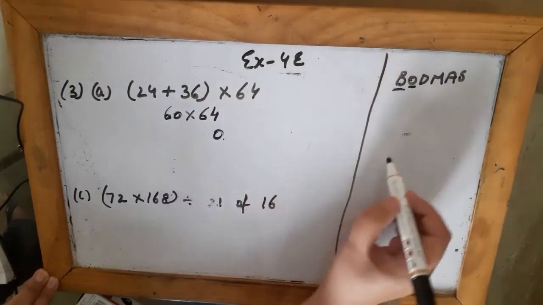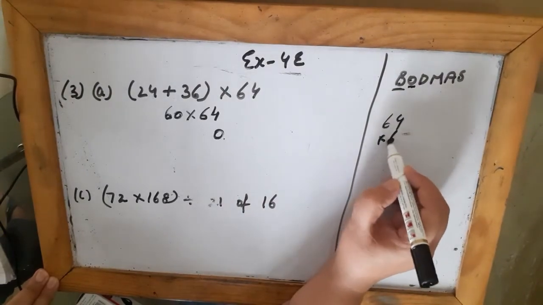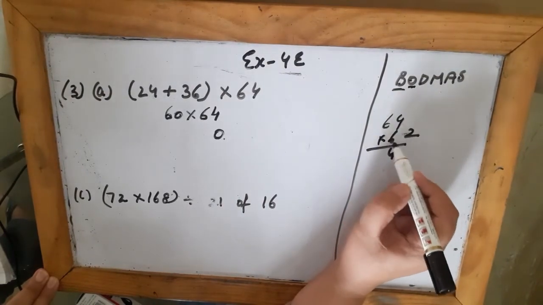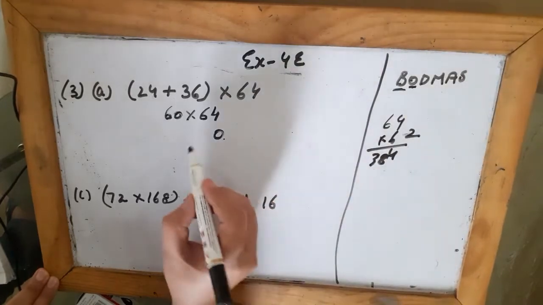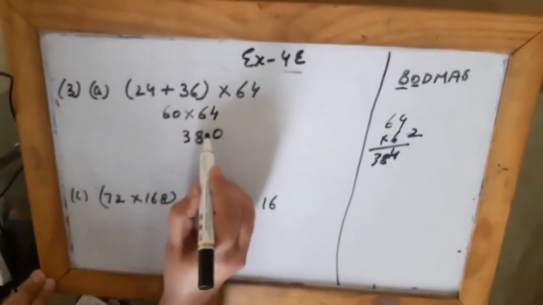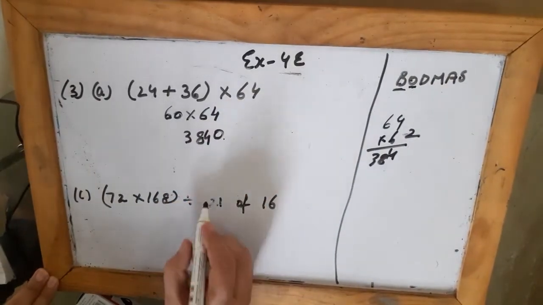Now I'm left with 64 multiplied by 6. 6 4s are 24, 384. So what's the answer? 3840. This is the answer.